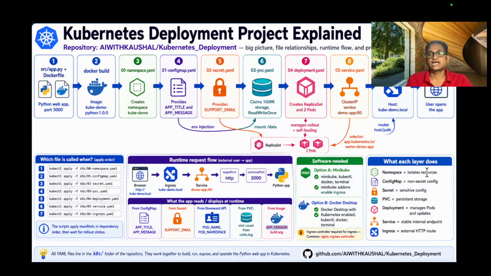So namespace isolates the resources. What will the ConfigMap do? It will contain the non-secret configuration information. Secret will contain the sensitive config information. Persistent storage, PVC. Deployment manages the pods and any updates. Services, a stable internal endpoint. Ingress, external HTTP routes.